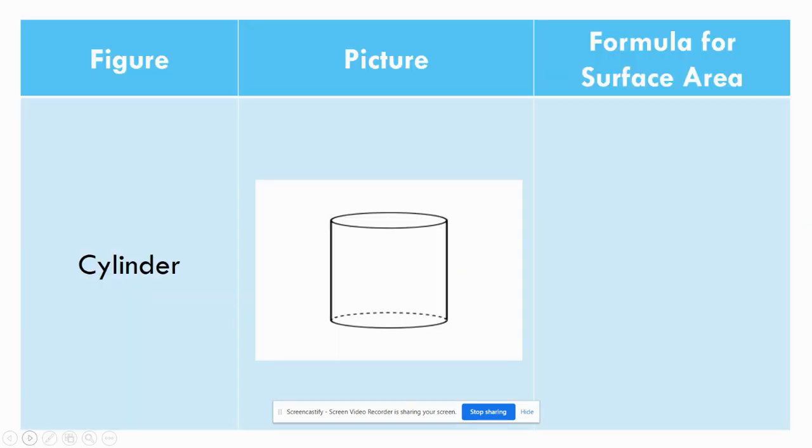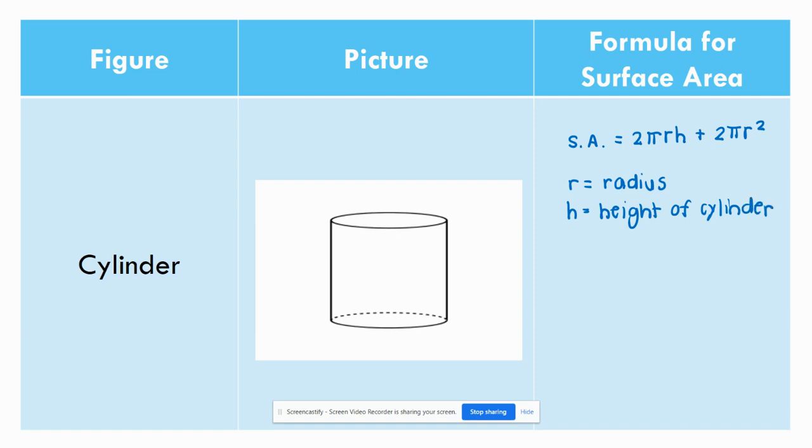So when I'm talking about trying to create a formula for the surface area of a cylinder, we are going to use the following. Surface area is going to equal 2 times pi times the radius times the height, plus 2 times pi times the radius squared. Anytime I see an R in the formula, we're talking about the radius of the circle. Anytime I see an H, we're talking about the height of the cylinder.